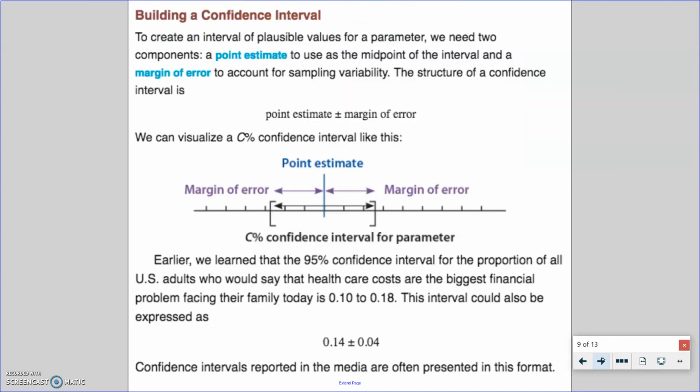The other thing we're going to talk about is that instead of saying between this number and this number, you can use a system like this. For example, one of our intervals was between 0.1 and 0.18 when we were talking about the percentage of adults who say healthcare is the main financial problem. You can also find the middle of those two numbers and then use plus or minus. It's like finding the middle number and saying, I think our average is 0.14, plus or minus 0.04 in either direction. So you can also write an interval that way.